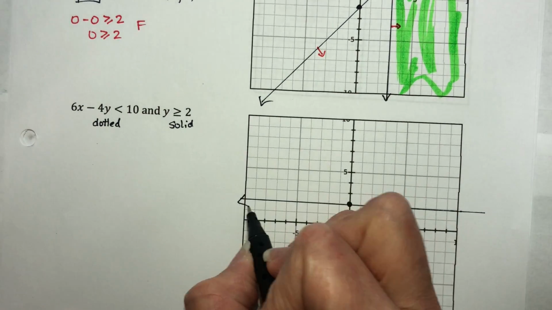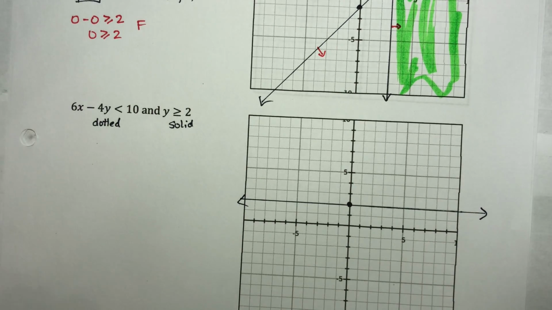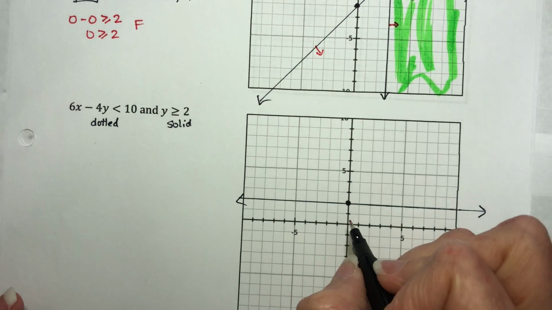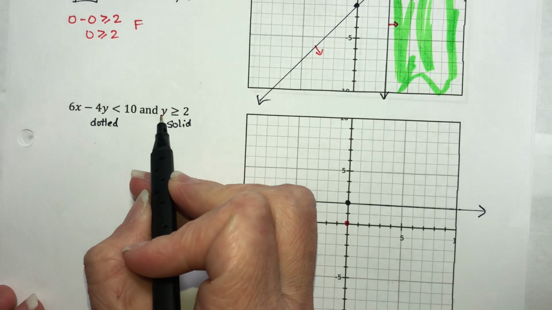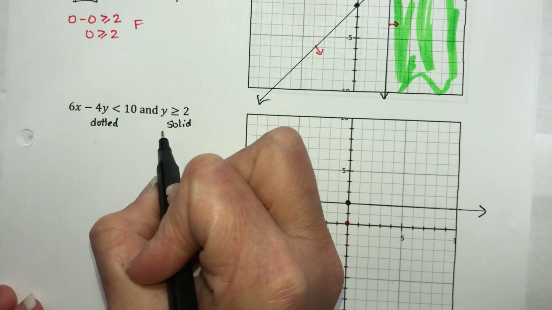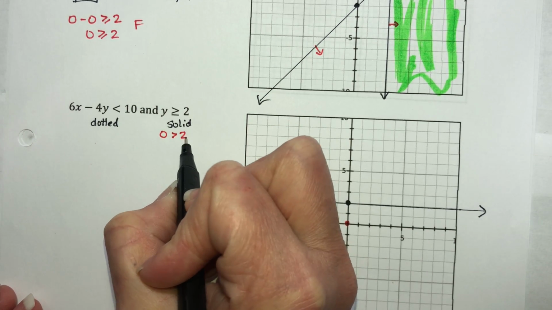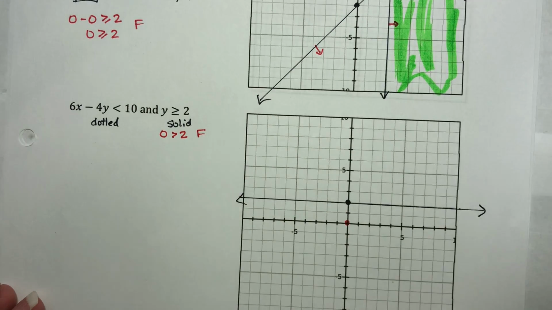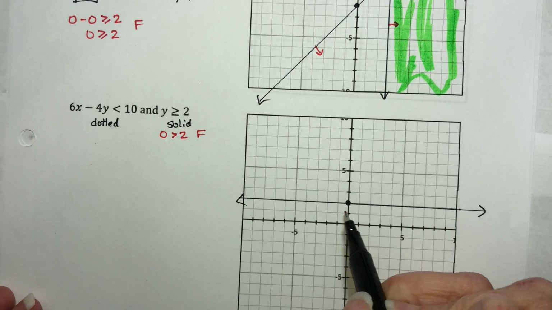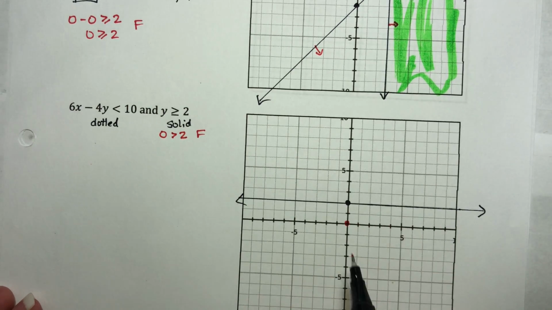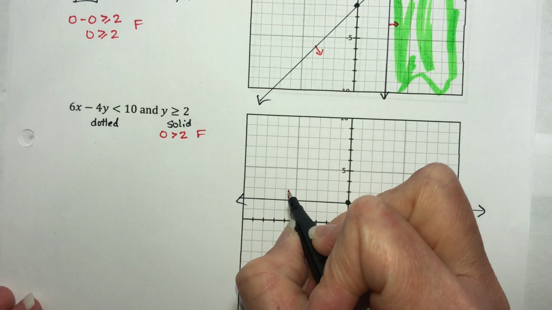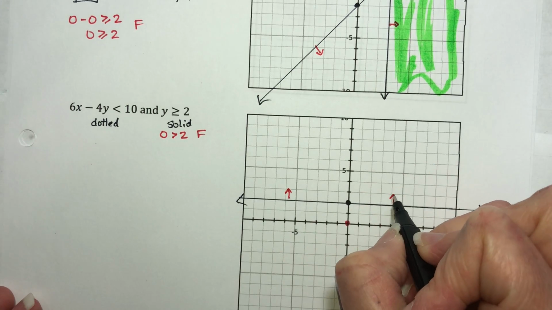Draw that in. 0, 0 is available as a test point. If I plug in 0 for y, 0 is greater than 2, which is false. This side must be entirely false, so this is the true side. I would be shading above this line.